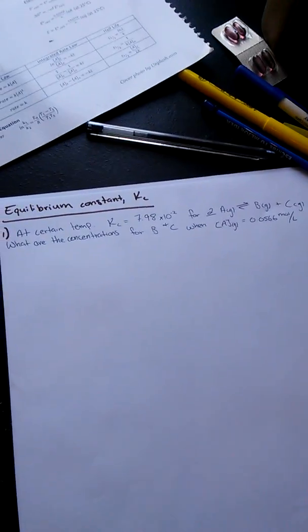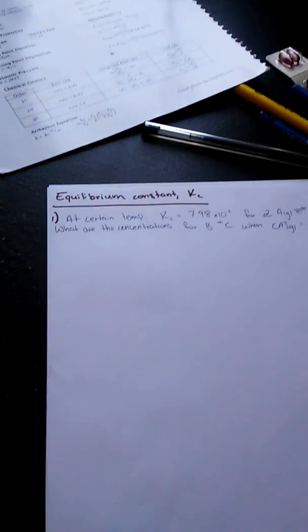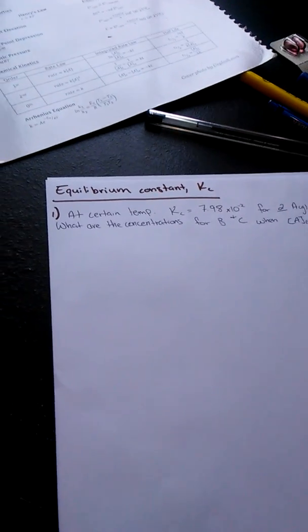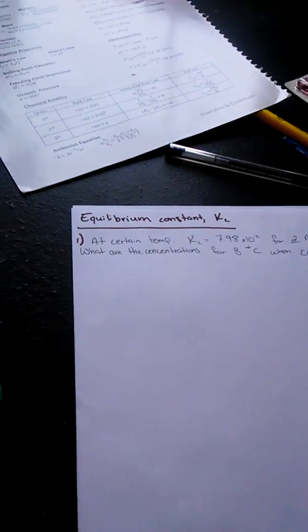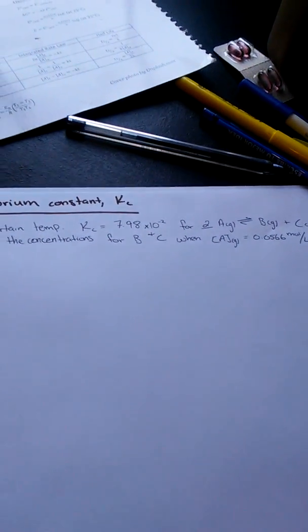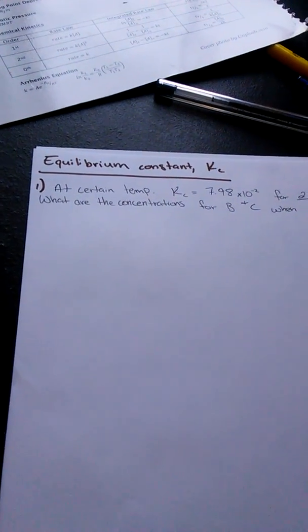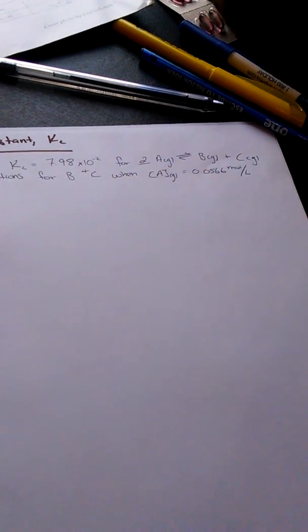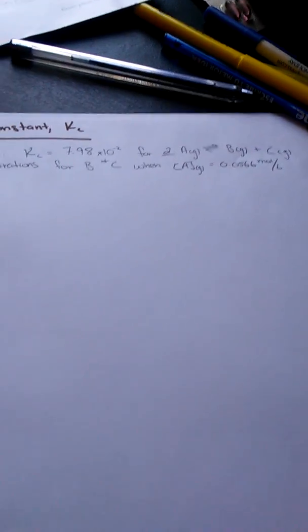So today we are gonna be answering some chemistry questions, and we're first gonna start with the equilibrium constant, or Kc. Our first problem is at a certain temperature, Kc, the equilibrium constant, is equal to 7.98 times 10 to the negative 2 for this equation. What are the concentrations for B and C when concentration of A is equal to 0.0566 moles per liter?